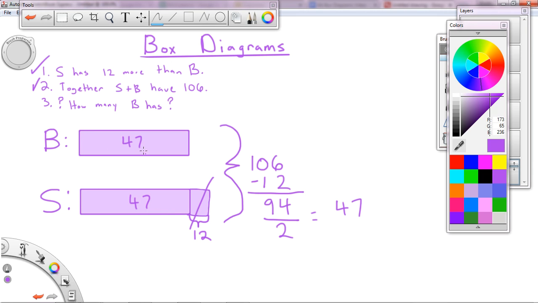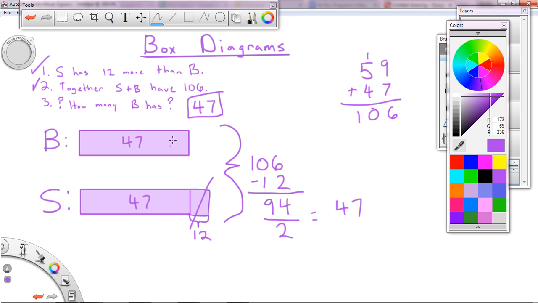So Benny would have 47, and Squints would have 47 plus 12 is 59. Let's see if that adds up. So we've got 59 baseballs, which is Squints, plus 47 baseballs. Well, sure enough, that adds up to equal 106. So to answer our question, finally, how many baseballs does Benny have? He has 47. Box your answer.